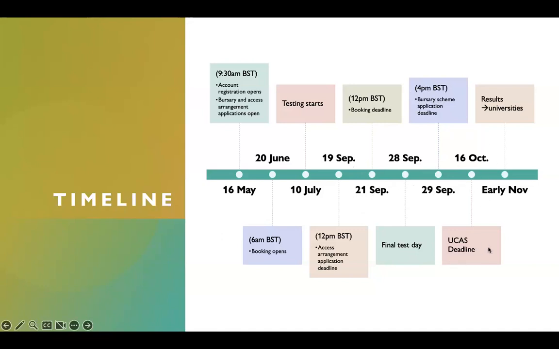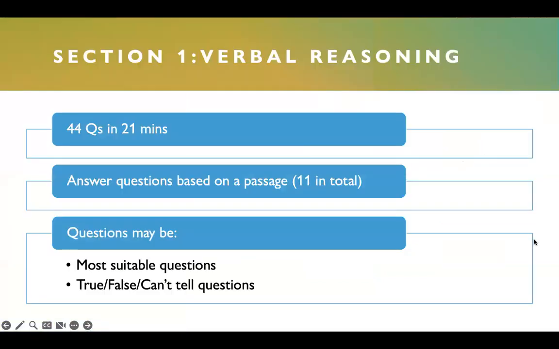And on the 16th of October is your UCAS deadline. I've just put that in so that you remember that's the date that you submit your personal statement and everything else. And then in early November, the results from your UCAT get sent out to the universities as well, which is when you start hearing about interviews and things like that. So all the boring stuff is out of the way now. So we'll talk about the actual sections.